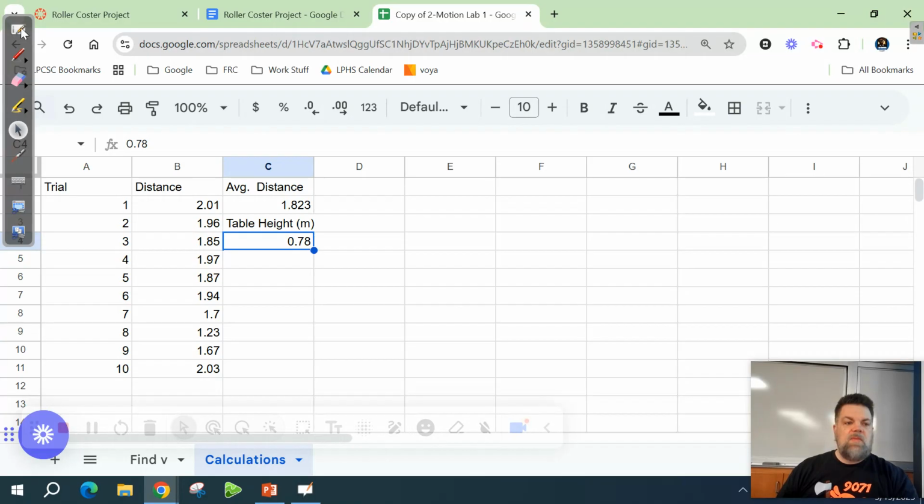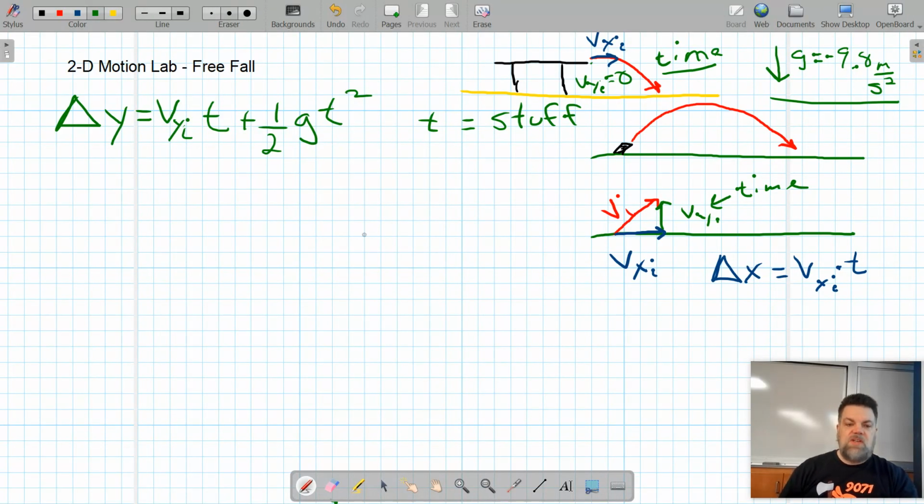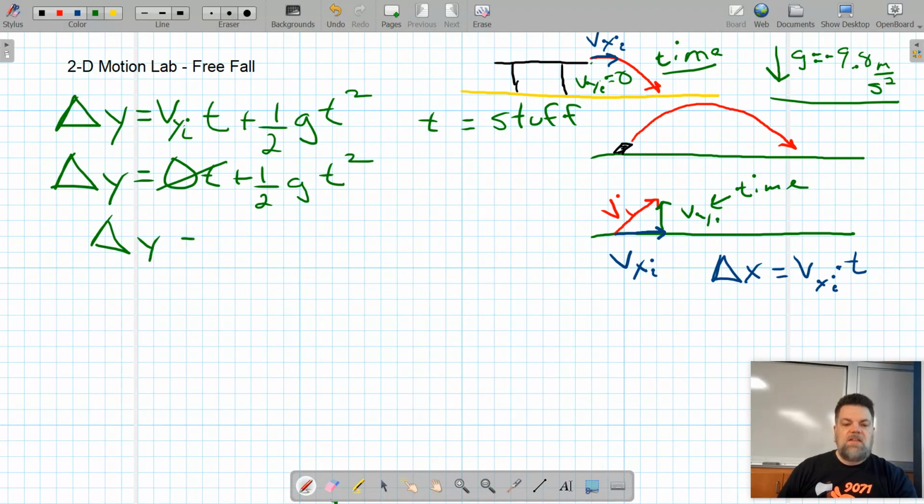Okay? So let's go back to this. So I have all the information. So I'm going to say delta y is equal to 0 times time plus 1/2 times g times t squared. Well, 0 times t is 0, so then I'm going to have delta y is equal to 1/2 times g times t squared. And I just want to get this t squared by itself. Okay?